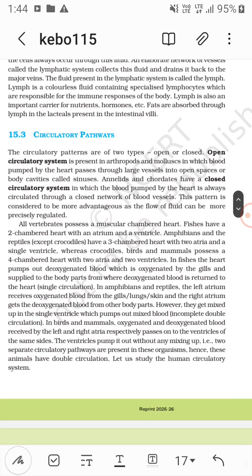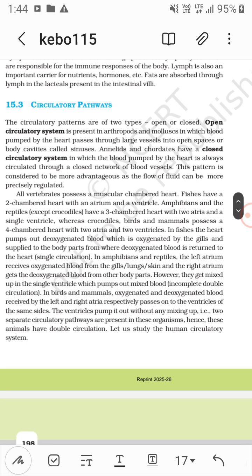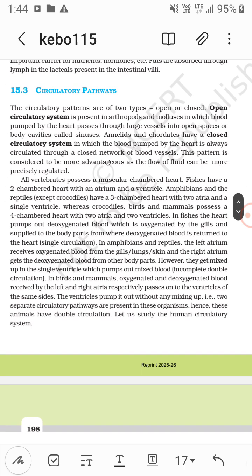Now circulatory pathways, that is open circulatory pathway, closed circulatory pathway. All vertebrates possess a muscular chambered heart. Fishes have a two chambered heart, amphibians and reptiles except crocodiles have a three chambered heart with two atria and one ventricle, whereas crocodiles, birds and mammals possess a four chambered heart with two atria and two ventricles. In amphibians and reptiles, the left atrium receives oxygenated blood from the gills, lungs, and skin, and the right atrium gets the deoxygenated blood from the other parts of the body. However, they get mixed up in the single ventricle, which pumps out mixed blood. That is incomplete double circulation.